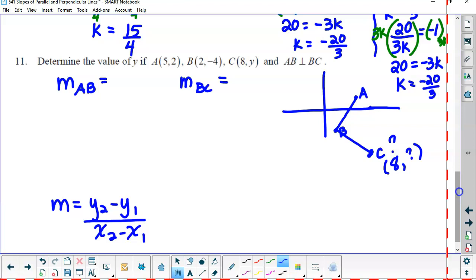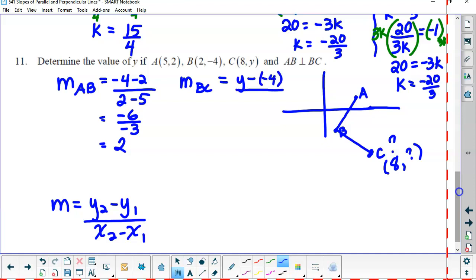So AB is going to be -4 minus 2 over 2 minus 5. That's a slope of 2. Makes sense that it's positive if you look at your little sketch. AB has positive slope. BC is going to be y minus -4 over 8 minus 2. Simplify as much as you can.